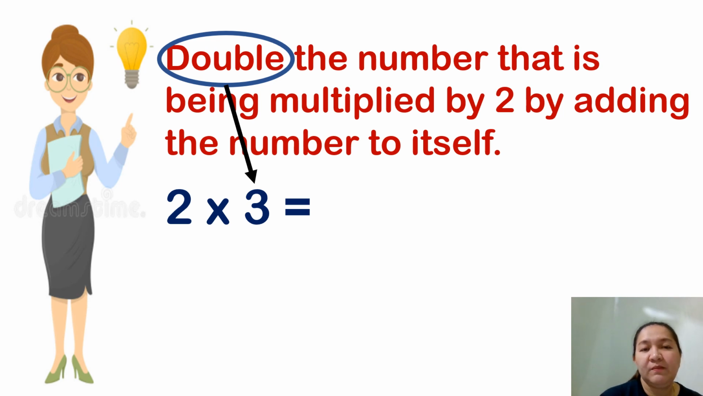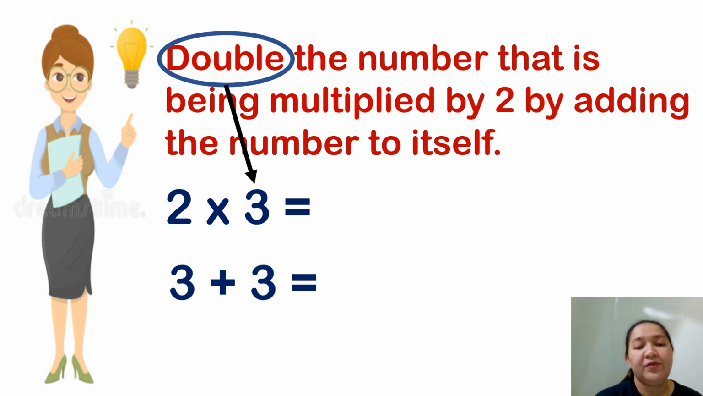How about 2 multiplied by 3? Okay, so we're going to double the number 3. So we're going to have 3 plus 3. 2 multiplied by 3 is 6, and 3 plus 3 is 6.